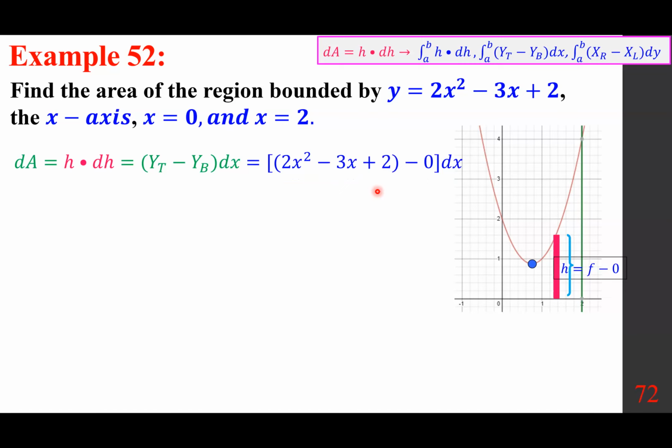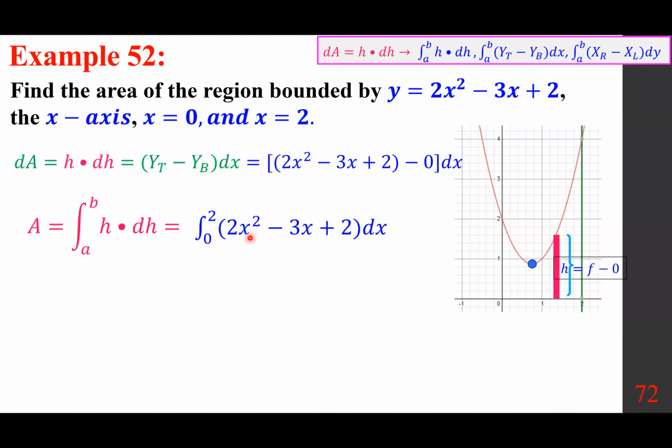This is understanding what we have. Instead of memorization with that part, I like to go with h dh. I draw this one, I figure out what is my height, what is my dh. Dh is always dx or dy, one of the two. And I'm going to integrate from a to b, 0 to 2, from here to here. It's a very simple case of integration.